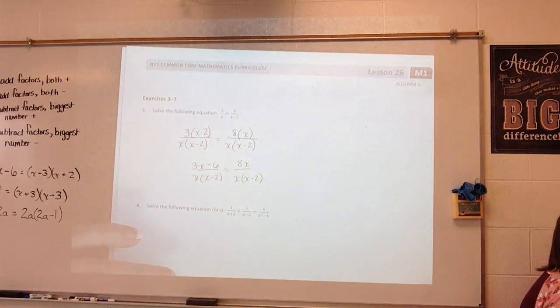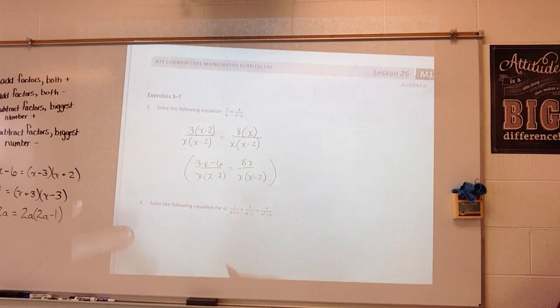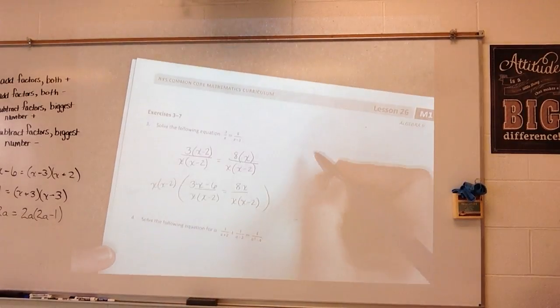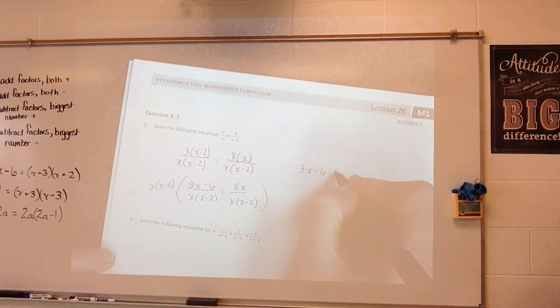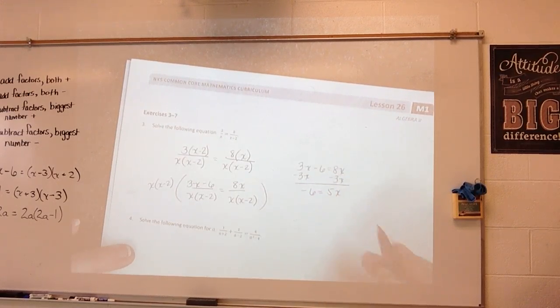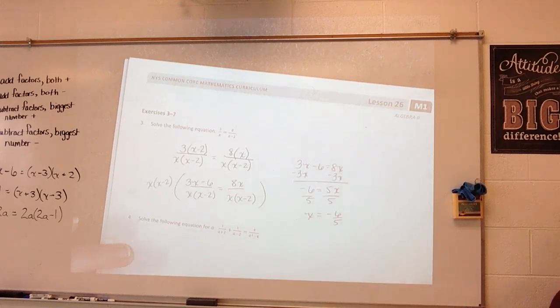All right, and now I can look at it like this. Since the denominators are equal, I can multiply through by that denominator. And when I do that, they cancel. So therefore, 3x minus 6 is equal to 8x. I'm going to subtract my 3x. So I get negative 6 is equal to 5x. Divide by 5. x is negative 6/5. Okay? So it is a solution.